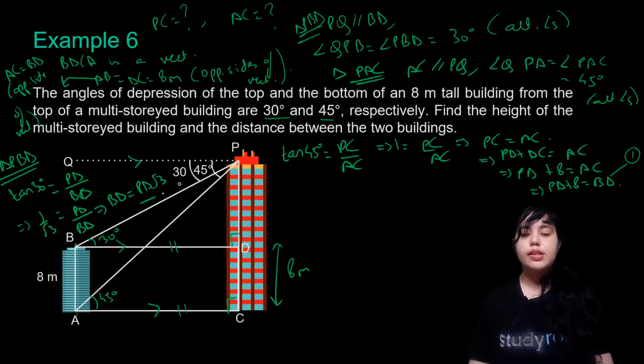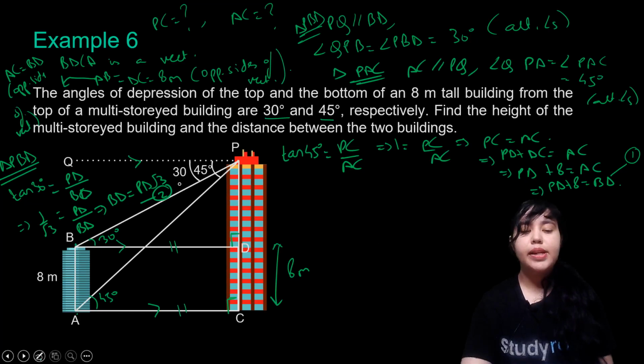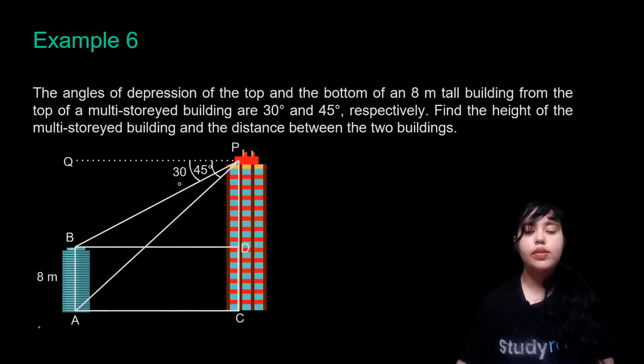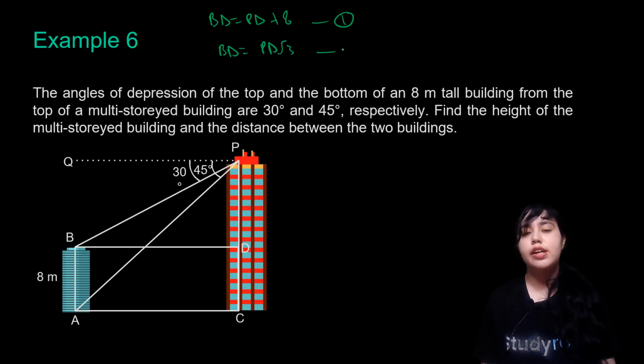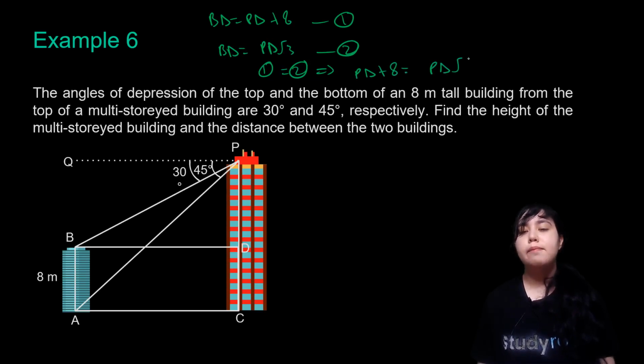Make this equation number 2. Now consider these two equations and equate them. BD is common in them, so we will equate them. Your first equation was BD is equal to PD plus 8, and your second equation was BD is equal to PD root 3. So equate 1 and 2. You will get PD plus 8 is equal to PD root 3.